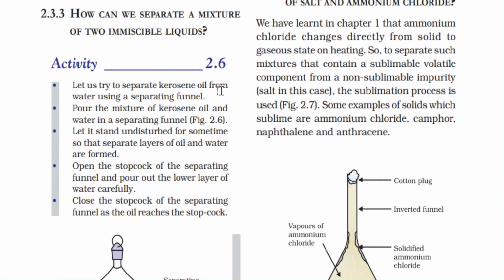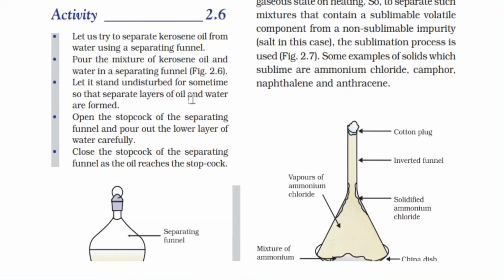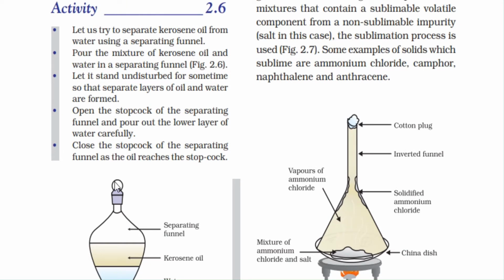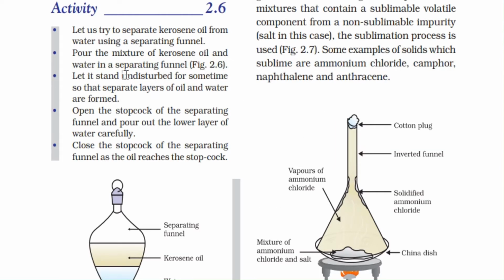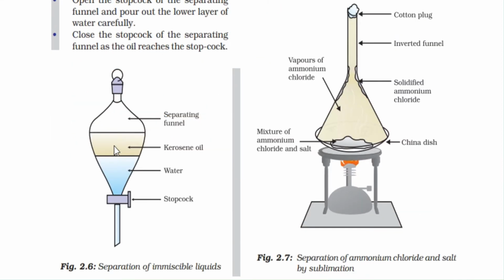Let us try to separate kerosene oil from water using a separating funnel. This structure is a separating funnel. Pour the mixture of kerosene and water into the separating funnel. Let it stand undisturbed for some time so that separate layers of oil and water are formed. After some time, you see the two components of the mixture: water is down and kerosene, being lighter, is above the water.